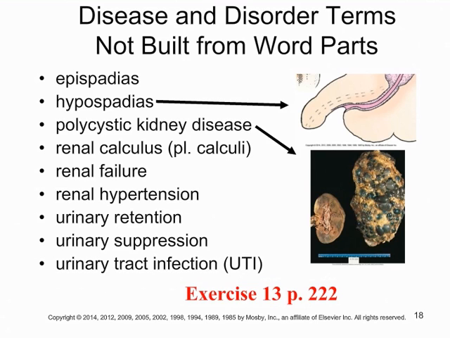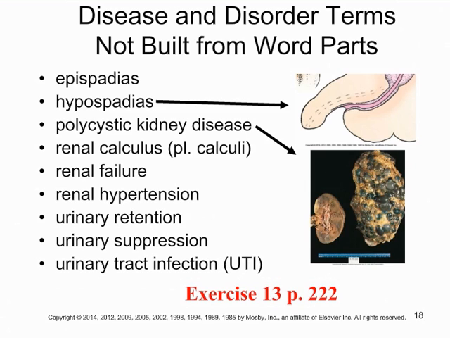Now we're on to the diseases and disorders that aren't built from word parts, but I think most of them have components that are built from word parts enough to be able to figure these out somewhat easily. The first two are epispadias and hypospadias, and these pertain to where the urethra is located in a male. Actually, hypospadias can occur in a female as well.